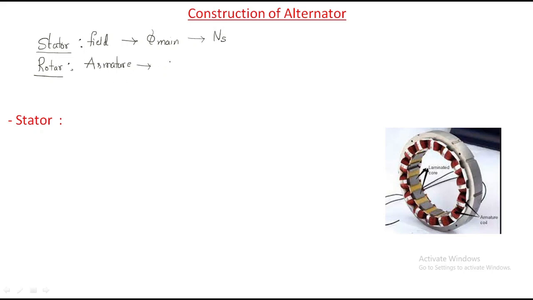Armature is a collection of conductors, and it is for collecting the three-phase power. We collect the three-phase power from the armature only. The rotor is the field and the stator is the armature.